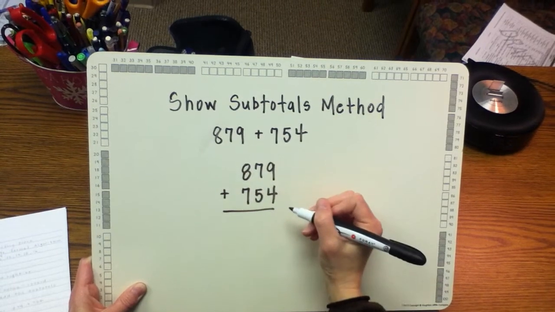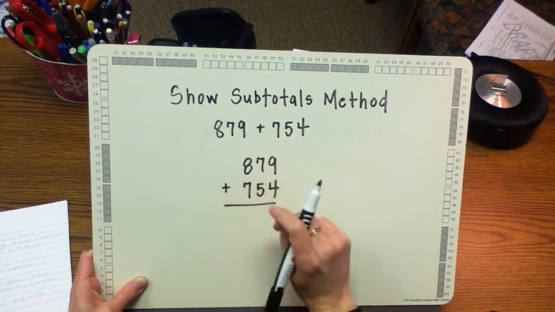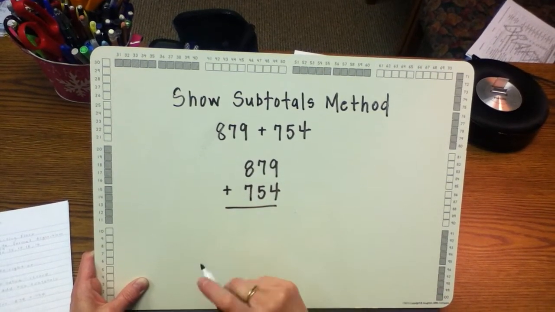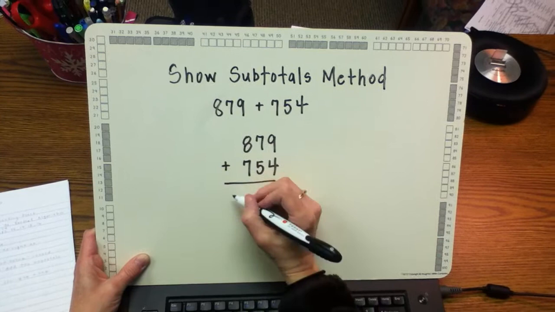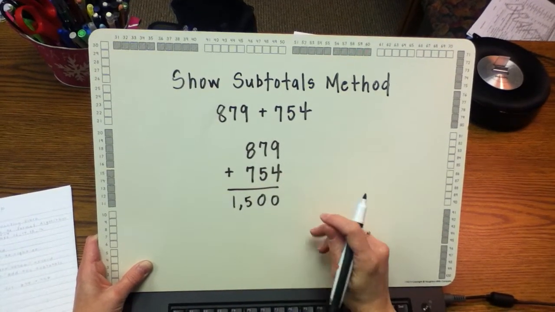And working from left to right, they're going to look at the subtotals by place value. So I think of this 8 as 800 and the 7 as 700. And so 800 plus 700 would be 1,500. So I record that subtotal.